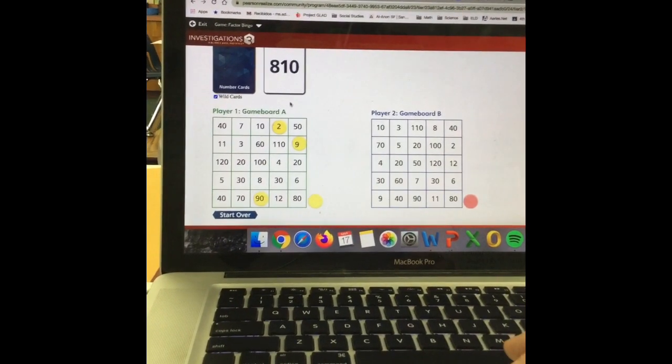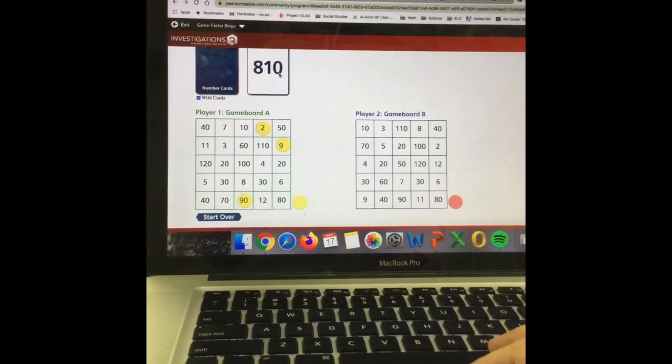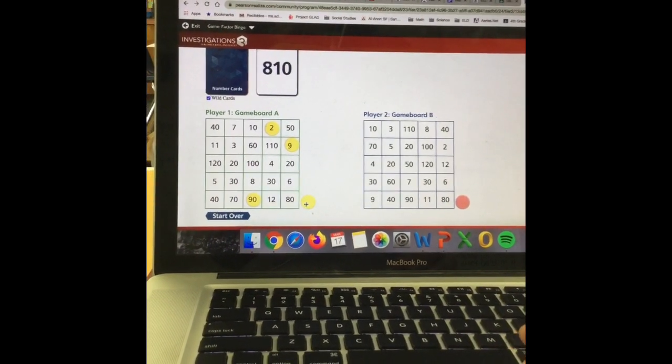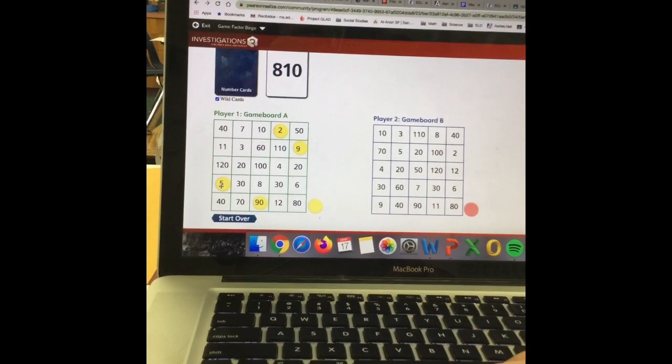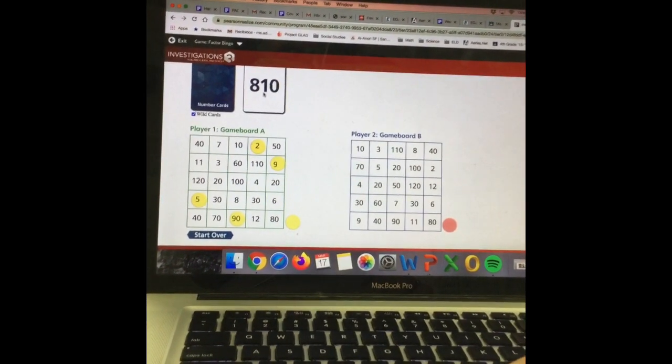I also know that when a number ends in 0, one of its factors will be 5, because when you count by 5s, you land on the base 10s. I'm going to drag this over here. Now it's your turn, with the same number. So we both use this card.